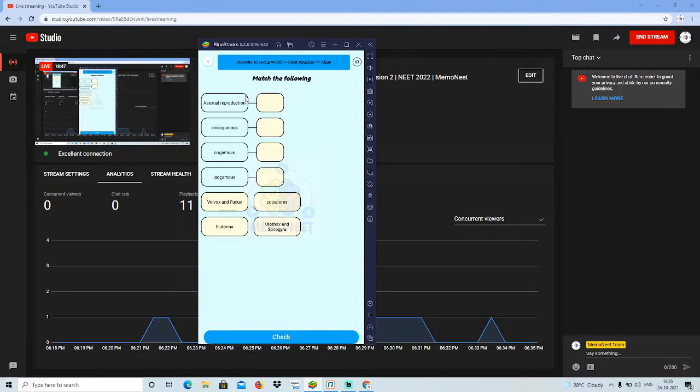Okay, this is a challenging question. Asexual reproduction is by zoospores. Anisogamous is Eudorina. Oogamous is Volvox and Fucus. Isogamous is Ulothrix and Spirogyra.